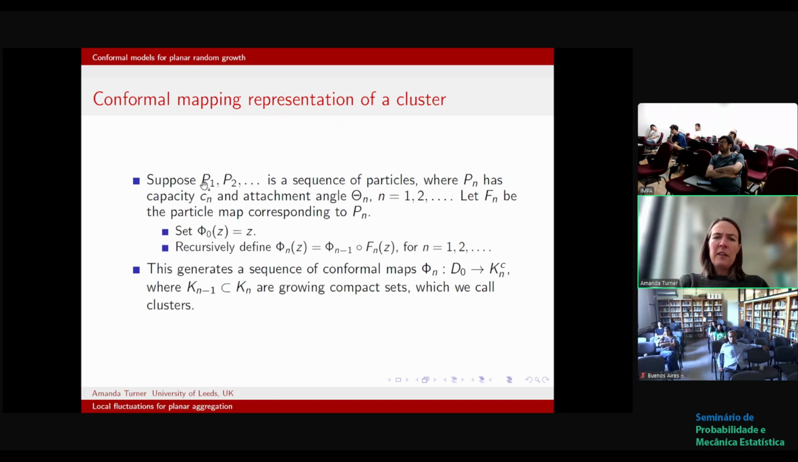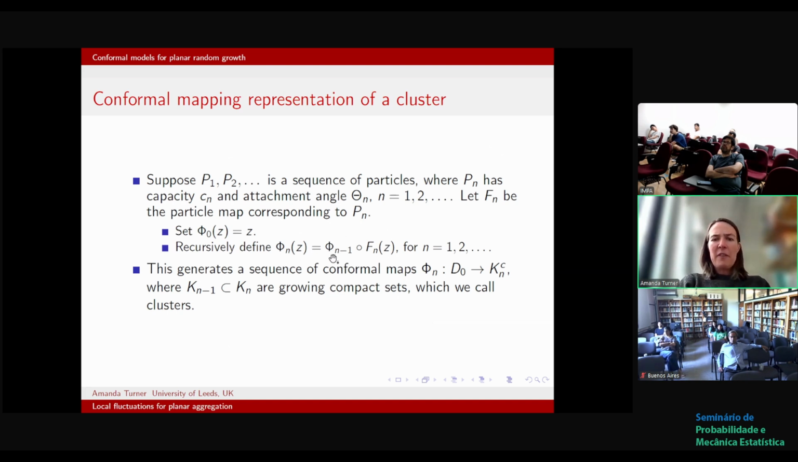And so with a fixed capacity and a fixed angle theta n, we can construct a map Fn that corresponds exactly to this Cn. In other words, it takes the exterior unit disk to the exterior unit disk without a particle of capacity Cn attached at angle theta n. Okay, so let's start our process off. We start with our base mapping corresponding to the empty cluster, just the identity map, and that takes the exterior unit disk to itself. So we just have our seed set of particles and nothing attached to it.